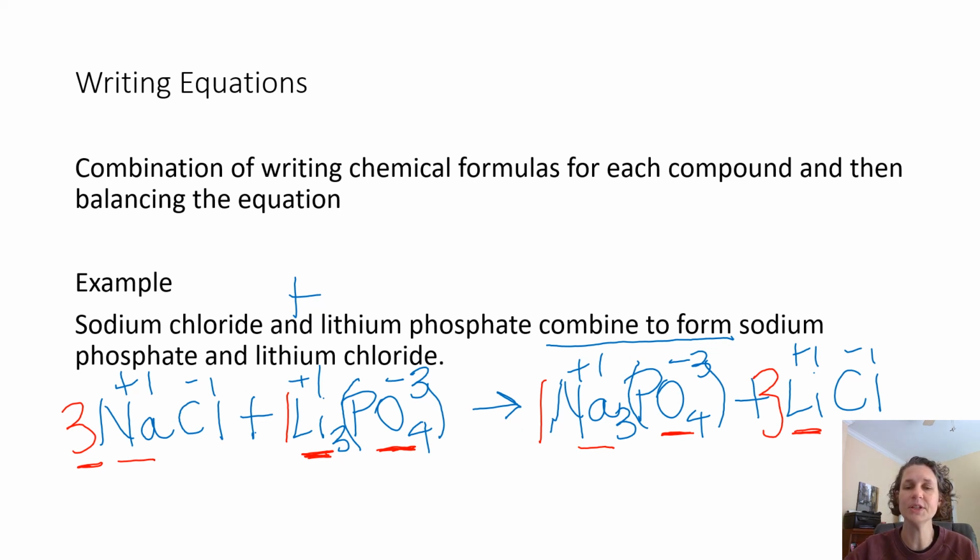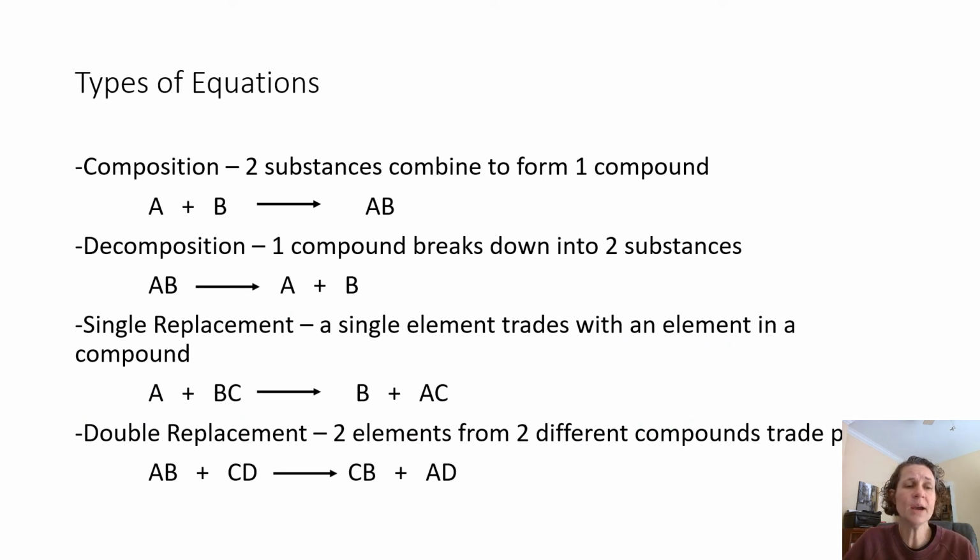All right, almost finished. Now, types of equations, there are 4 of them. First one, composition. Just like it sounds, you are putting 2 substances together to make one compound. I used letters instead of element symbols on this. That may make it a little clearer, hopefully. If not, just continue to look back at the notes that you already have. But for this one, A plus B equals, or yields, or produces AB. So 2 things make one.